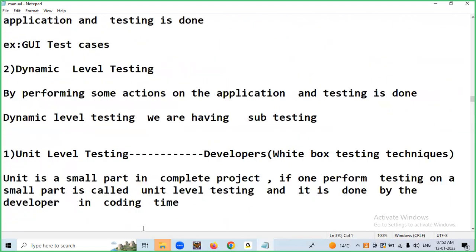So these unit level testing and all these things are the different sub-testings of dynamic level testing. What are those sub-testings, how the work will be processed, everything, in the next class, tomorrow's class, we will discuss. Okay, we will discuss in tomorrow's class, guys.